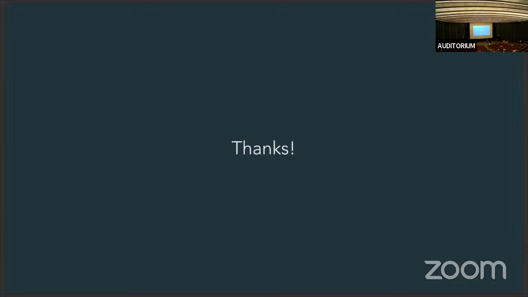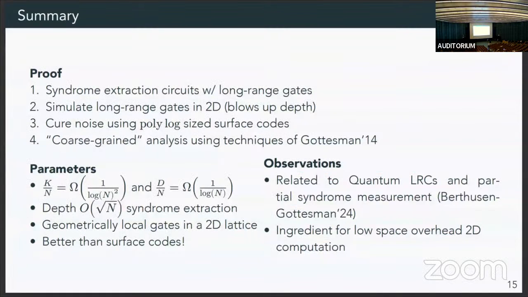Hi, thanks for the talk. If the syndrome extraction depth is square root n, would that potentially be a bad thing if one is trying to do logical gates? Like it would slow the clock speed?